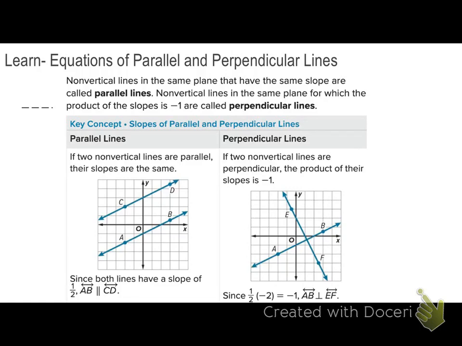Okay? So opposite is talking about the sign. What's the opposite of negative? Positive. What's the opposite of positive? Negative. So opposite reciprocal. Go ahead and write that down. Perpendicular lines have opposite reciprocal slopes.